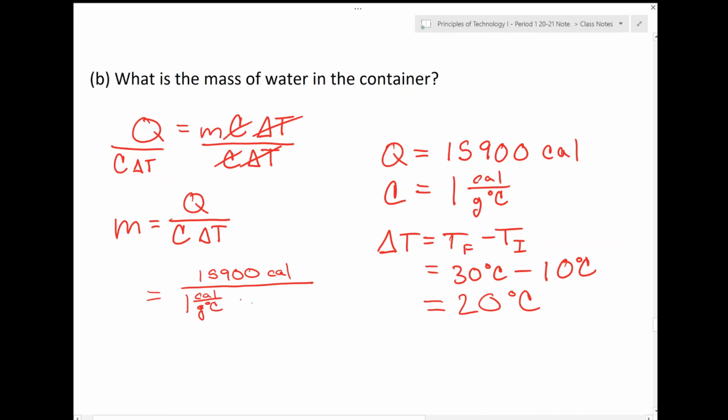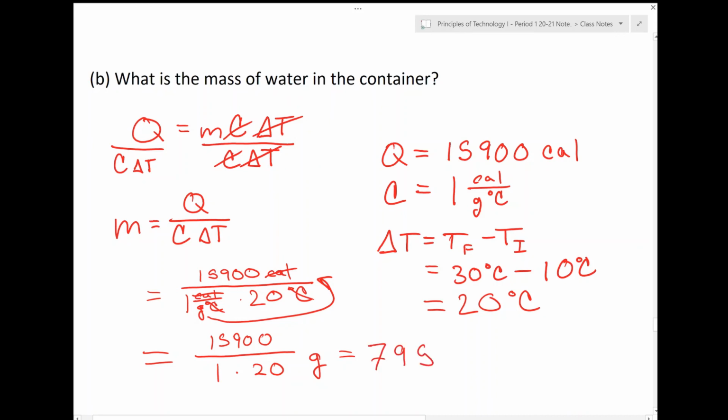times 20 degrees Celsius. The degrees Celsius cancel out, the calories cancel out, and the grams are going to move up to the numerator, giving our answer in grams. And it's going to be 15,900 divided by 1 times 20. If you divide 15,900 by 20, you will get 795, and our answer is going to be in grams.